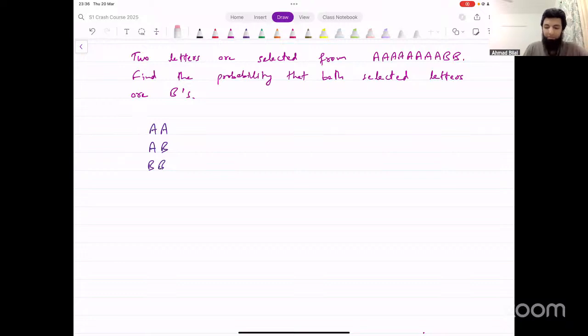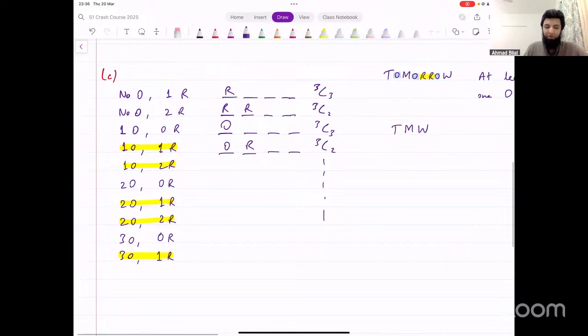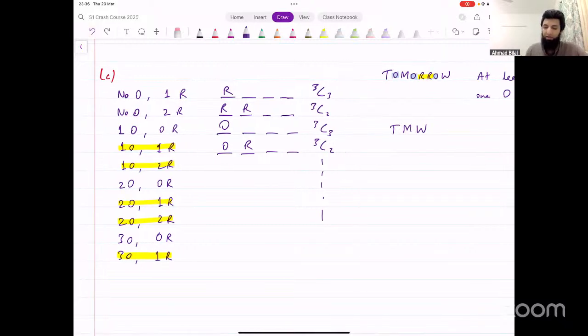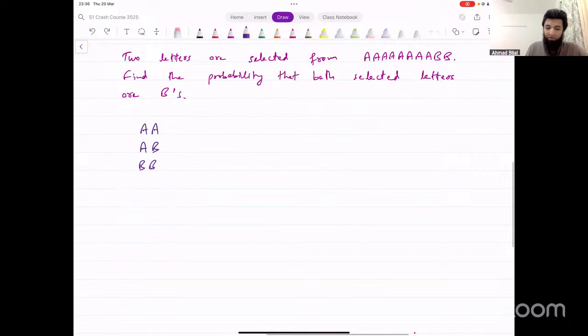That's what we were trying to do here. We found the total number of possible combinations using this. But then out of them, how many satisfy that condition of both of them being B? One of them satisfies that condition. So we might say the probability of both the letters being B is going to be 1 out of 3. Why? Because we have one possible combination that satisfies the condition, and the total number of possible outcomes is 3. So the probability becomes 1 out of 3, right?